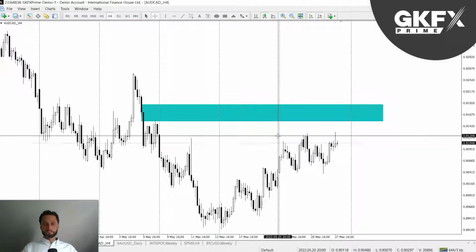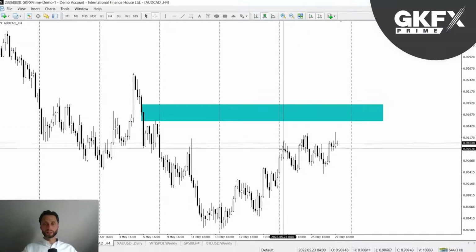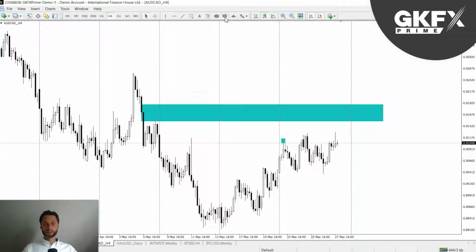I think we looked at a possible sell scenario after heading into this level. The market has just ranged, it hasn't reached that level, and looks like we're still creating these higher highs and higher lows. So we're pushing further up, as you can see.